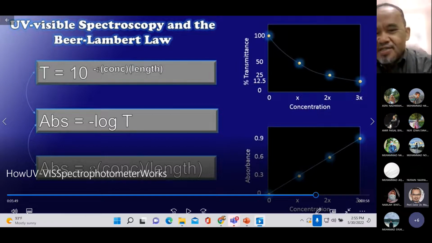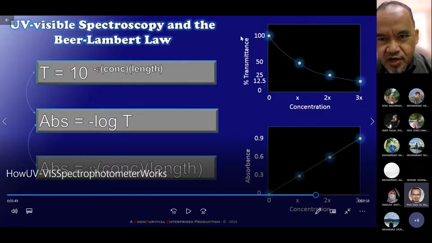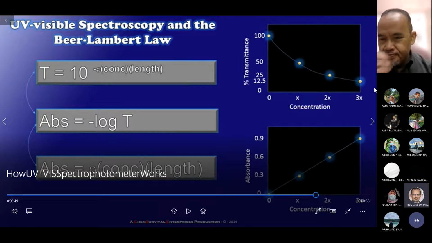Okay, that's the answer. So if you measure transmittance, this is the expression. You need a formula that involves an exponential curvature.